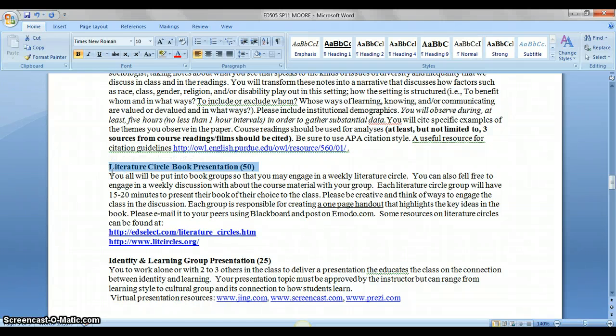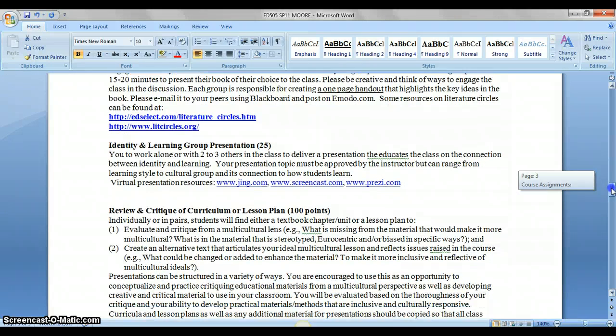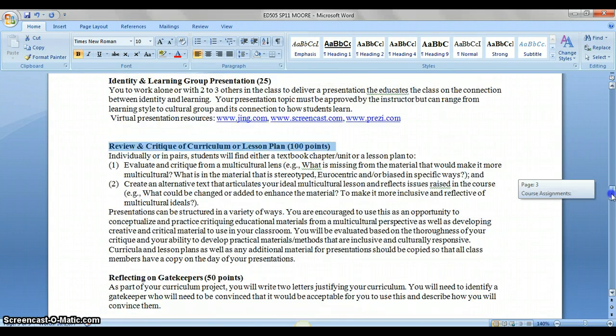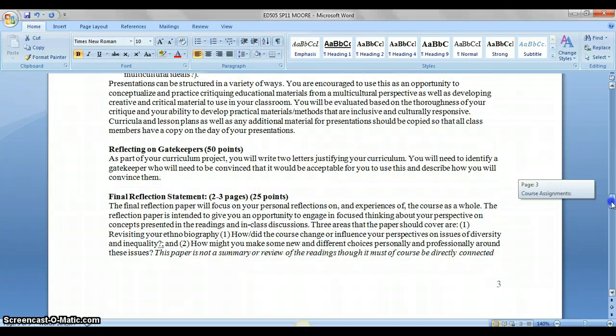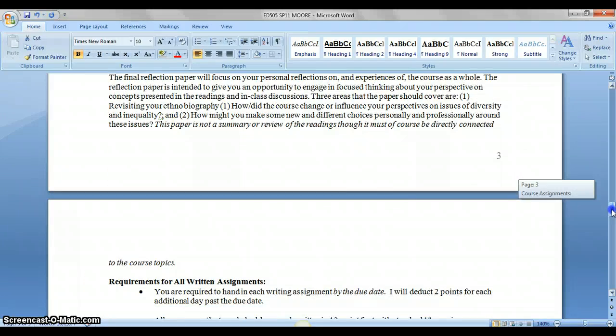You're going to be put into groups so that you may engage in a weekly literature circle. I'll post the groups, and I'll also post a video showing you what I mean by the group. You're going to be doing presentations here, reviewing and critiquing a curriculum or lesson plan, and so on and so on. So as you can see, it's all there.